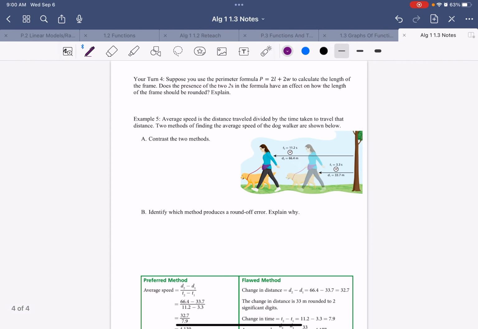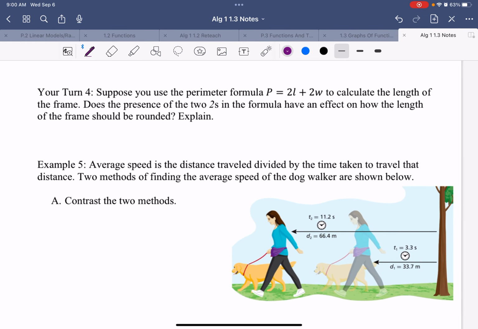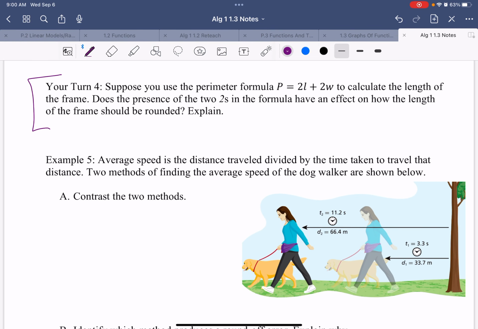Okay. All right. So now I want you to go ahead and do this one. Suppose you use the perimeter formula. There's another version of the perimeter formula right there, another way to find perimeter, to calculate the length of your frame. Does the presence of the 2's in the formula have an effect on how the length of the frame should be rounded? Explain. Okay. So pause the video and do that, your turn 4.